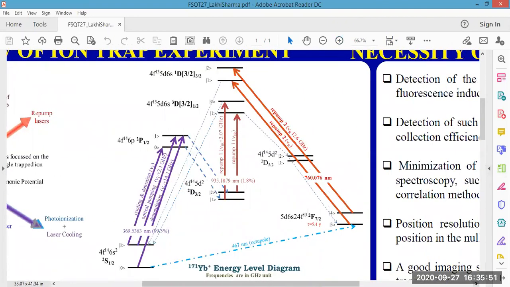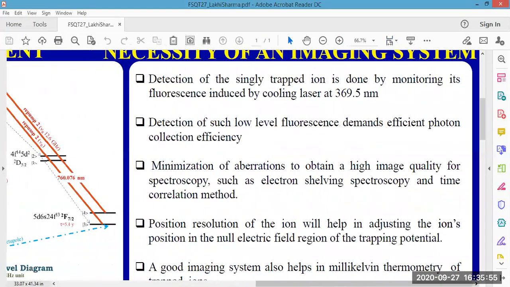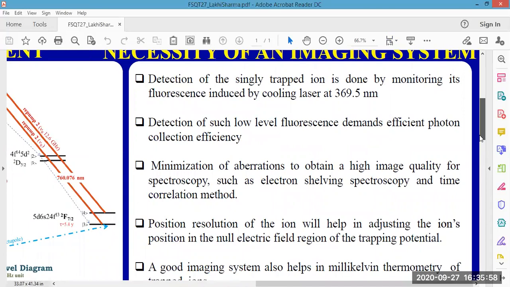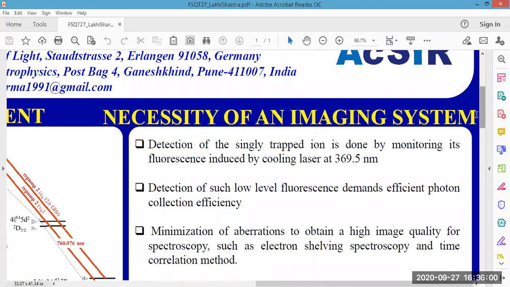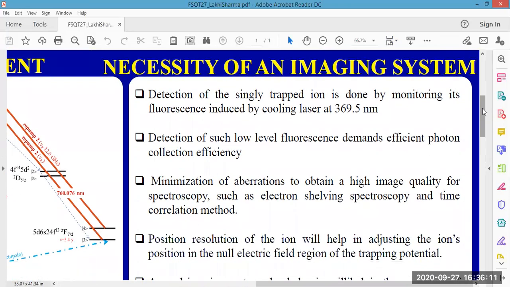So how does this imaging system come into an atomic clock experiment? We are talking about a single trapped ion. In this case, the fluorescence is induced by the cooling laser, which in our case is a 369 nanometer laser, and with the help of that, we detect the ion. But in order to detect such a low level of fluorescence, a very efficient photon collecting system is required. So this high resolution imaging system comes into the picture.